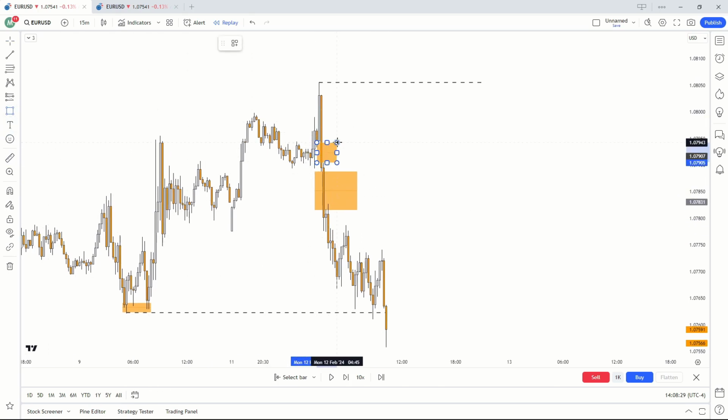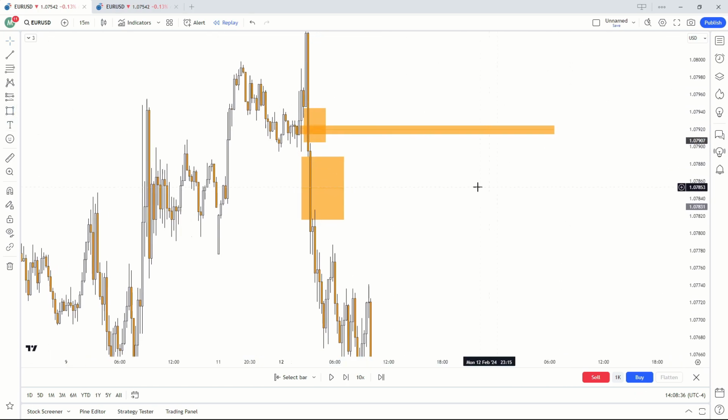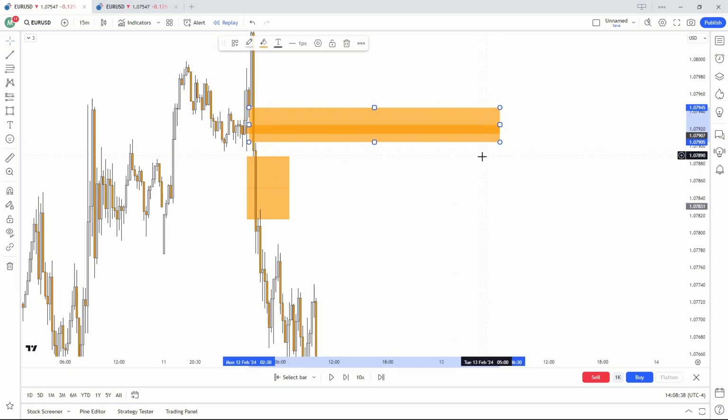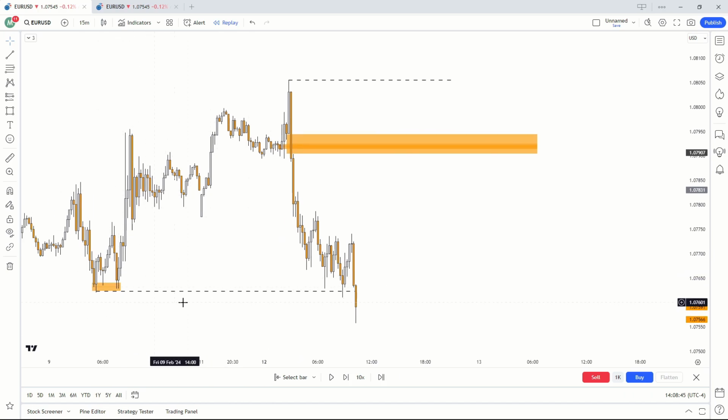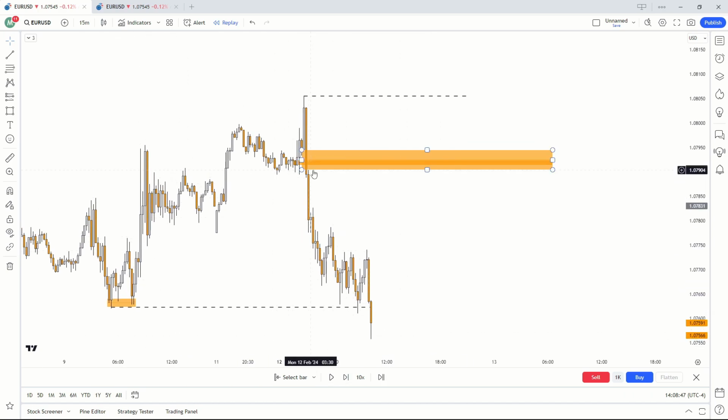We have this unmitigated fair value gap, which is also paired with a breaker block right here. So this is the highest probability fair value gap right here, as it is paired with a breaker block. So we know we've taken this external range low. Now we know we're going to return to internal liquidity.